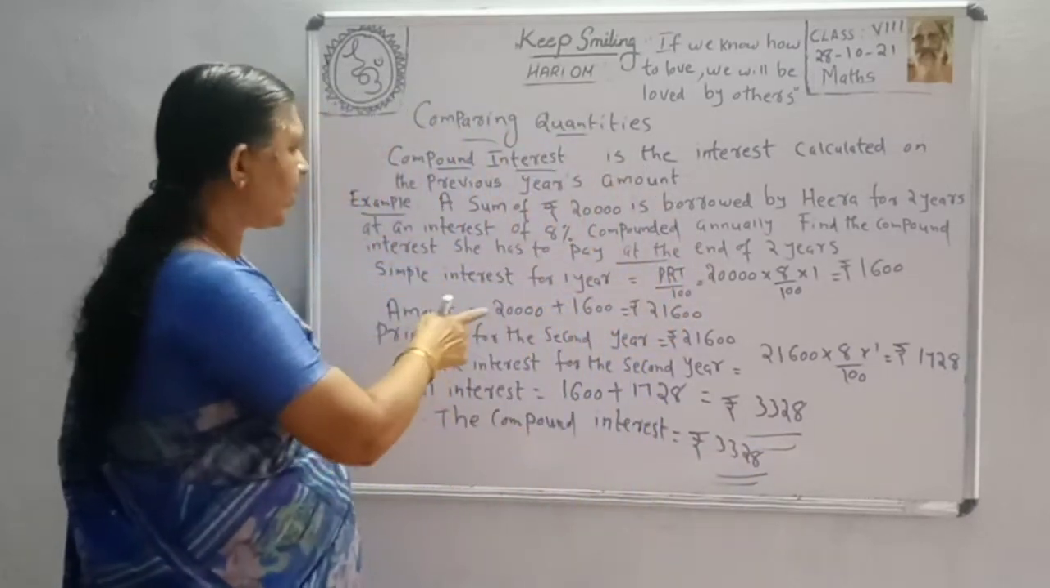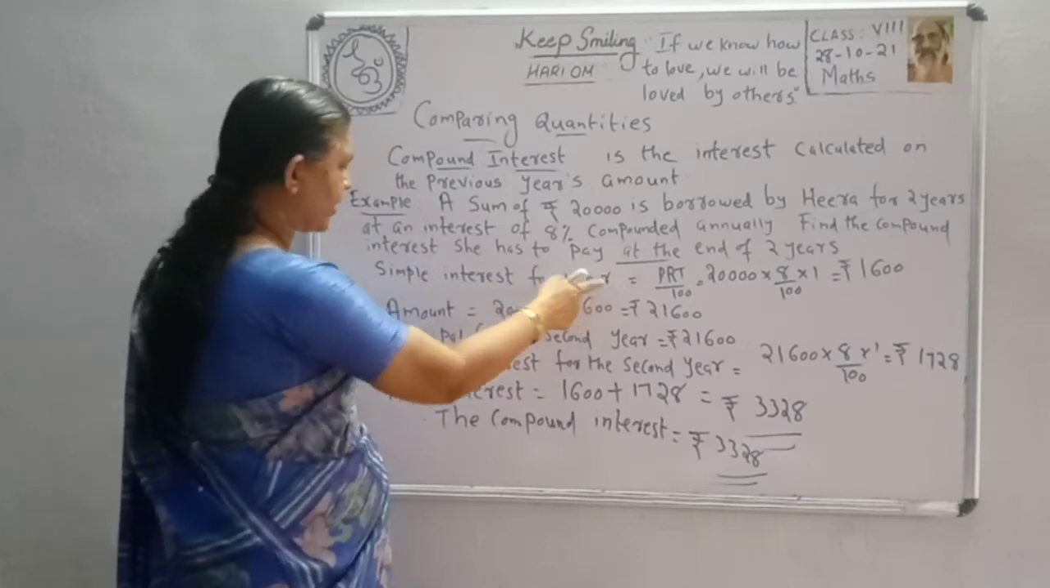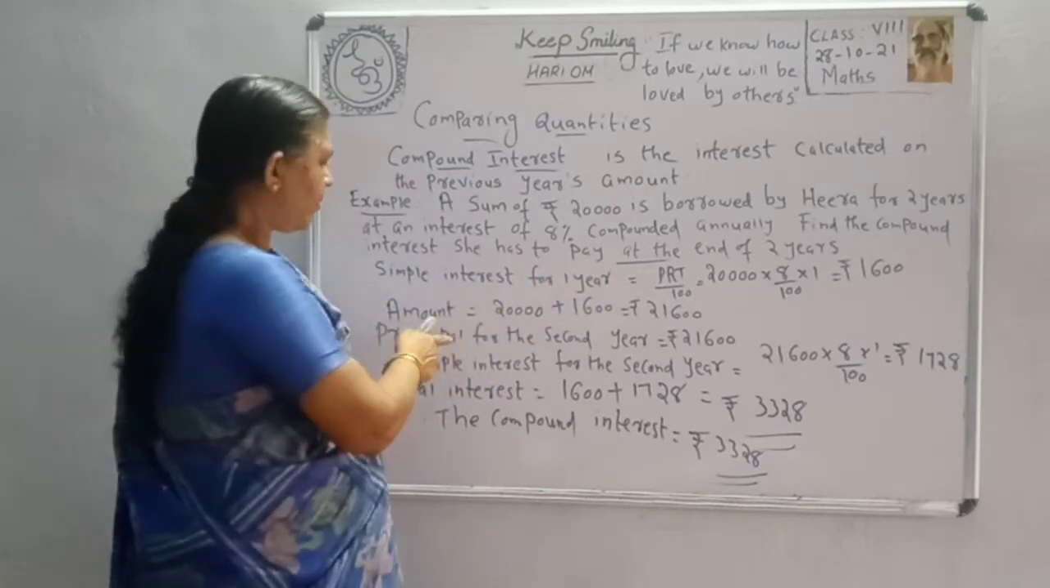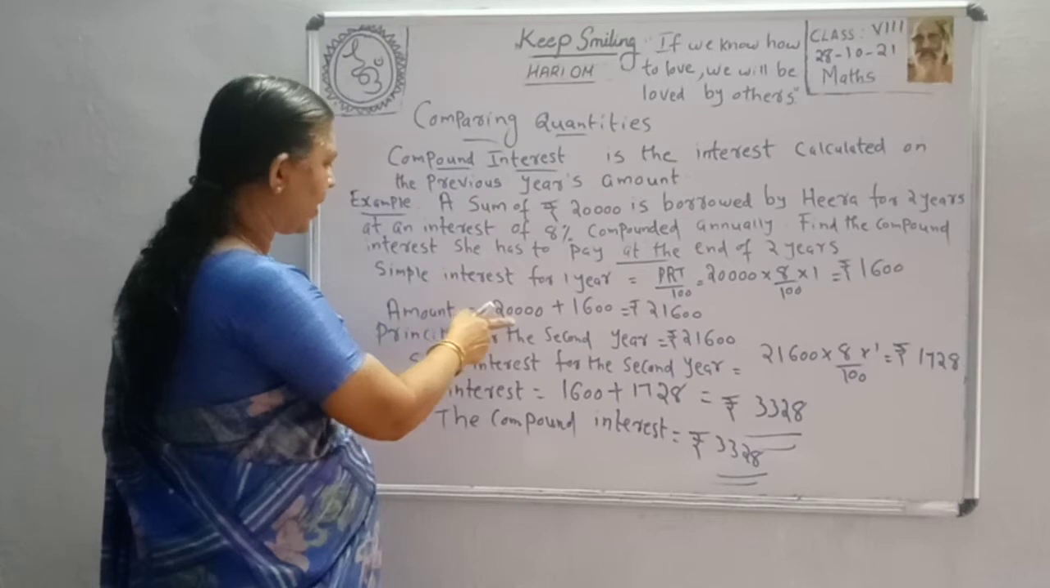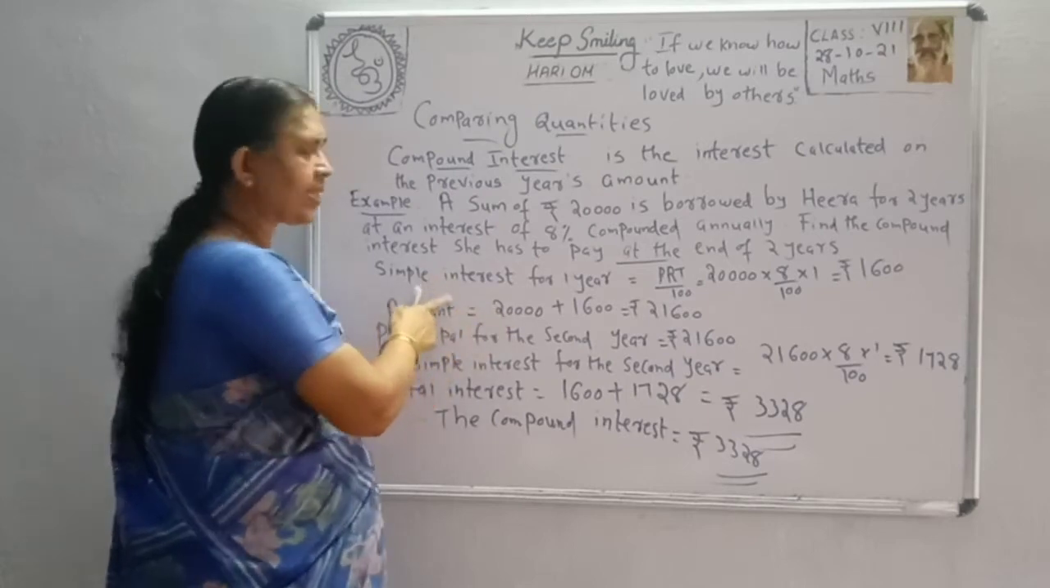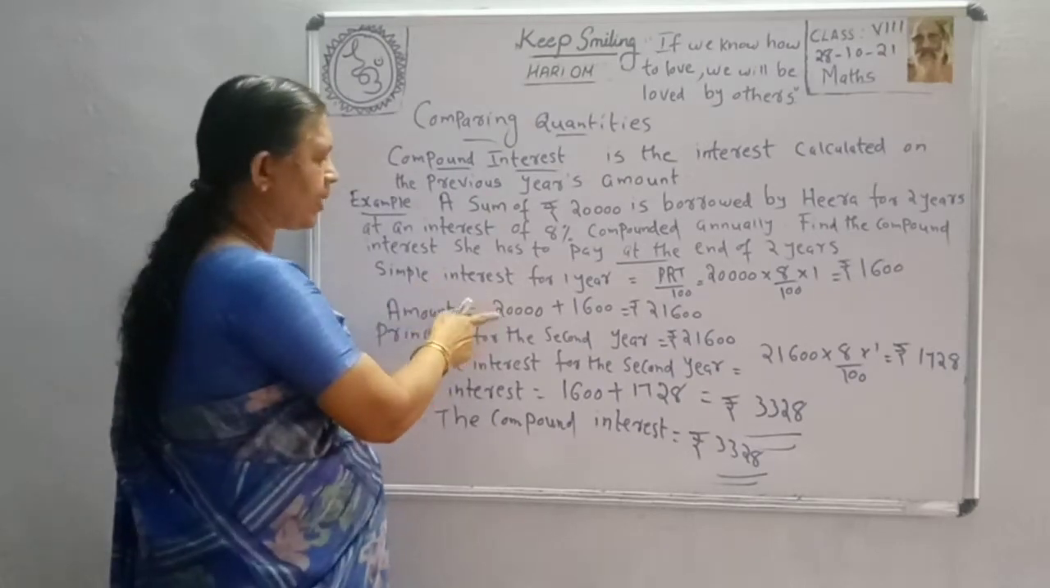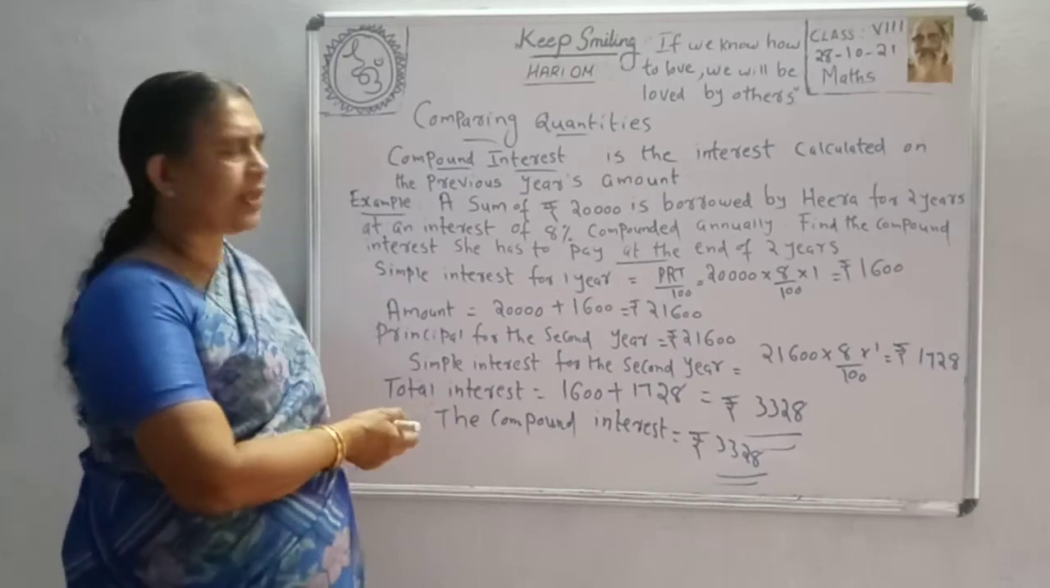So the first year's simple interest is 1,600. Then for the second year we use the formula PRT by 100. Here P is equal to the first year's amount, that is 20,000 plus 1,600, that is 21,600.